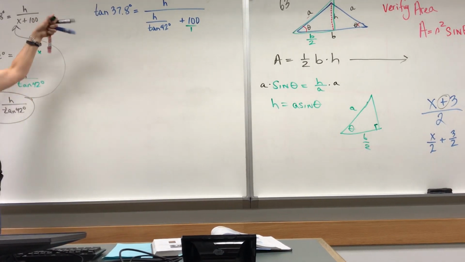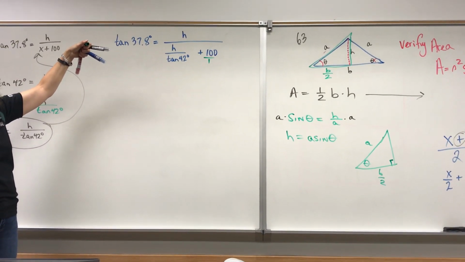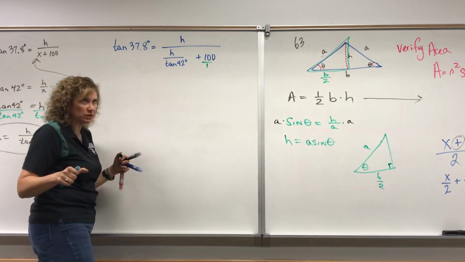Maybe one fraction. Make it one fraction? Yeah. Simplify this side, make it look nice? Common denominator. Okay, so we're focusing on the bottom. What's the common denominator? Tangent of 42. Okay, so let's not freak out about the trig function.